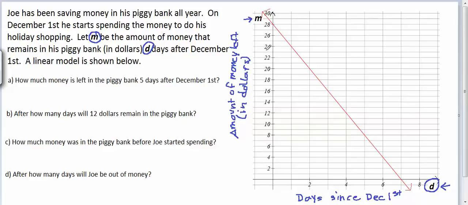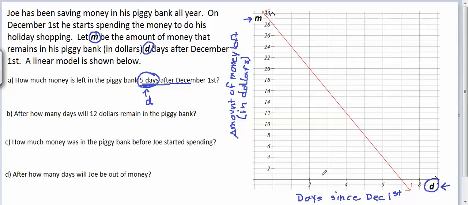All right, so now let's work through the questions that are asked here. The first thing they want to know is how much money is left in the piggy bank 5 days after December 1st. So the value they're giving me there is a 5. Lets me know I'm going to be looking for a 5 somewhere on this graph, but I have to decide if the 5 I'm looking for is an M or a D. In other words, is the 5 I'm looking for an amount of money, or is it a number of days? And we can see by the units there, it's a number of days. So the 5 they've given us was a D.